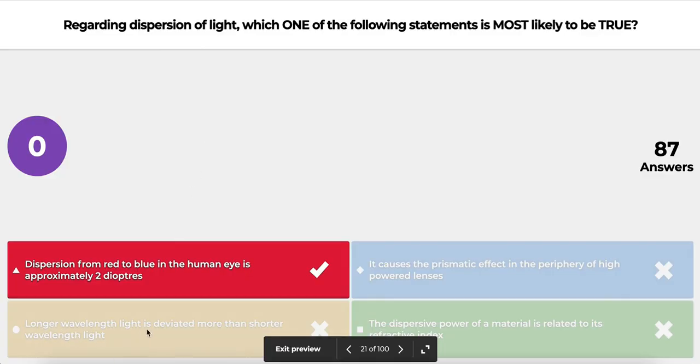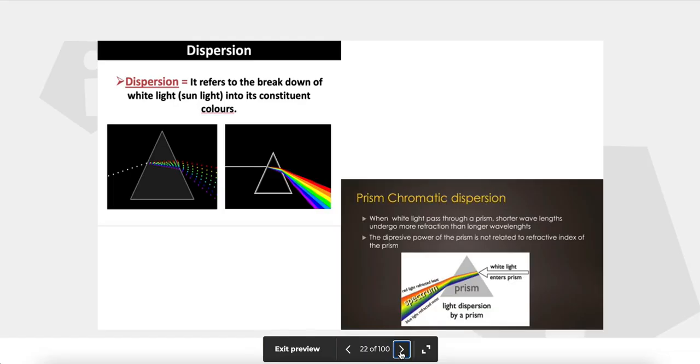The longer wavelength light is deviated more than the shorter wavelength. This is not true. The shorter wavelength, like the blue, is deviated more than the longer one, the red. The dispersive power of material is related to the refractive index. This is not true, and we mentioned it more than once during lectures.